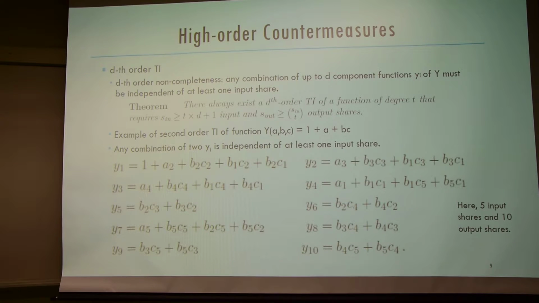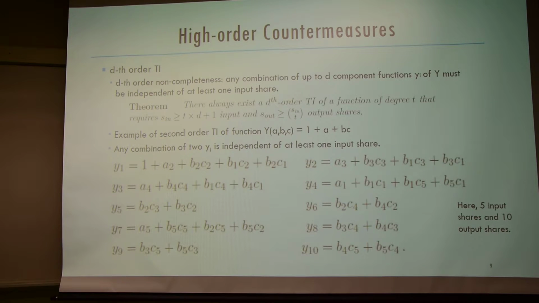So here is just one example of second order TI of function 1 XOR A XOR B and C. And here we need 5 input shares and 10 output shares. So if you compare with the theorem we have, the T here, because here we have B and C, so the degree of the function is 2. And D here is 2 because we want second order protection, right? So T times D plus 1, which is 5. So you can get it with 5 input shares.